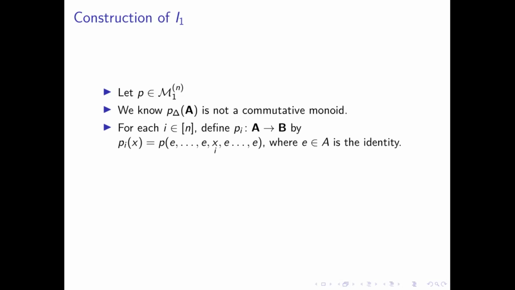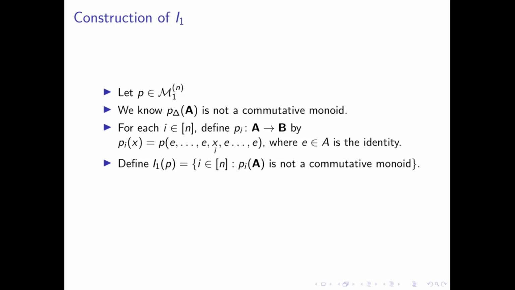So P is n-ary, and for each i in the first n integers, we'll define Pi by putting the identity in every place except for the ith component. We'll put a variable in the ith component. So that's Pi of x. That's going to still be a homomorphism from A to B. And then we'll define the selection function. We'll select coordinates such that Pi of A is not a commutative monoid.